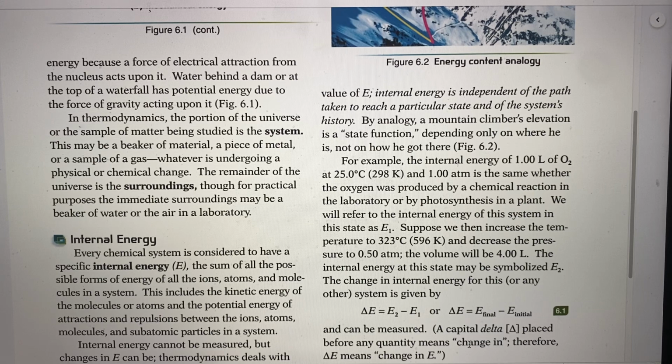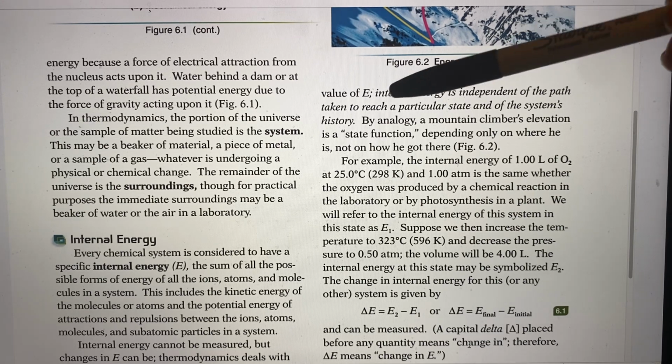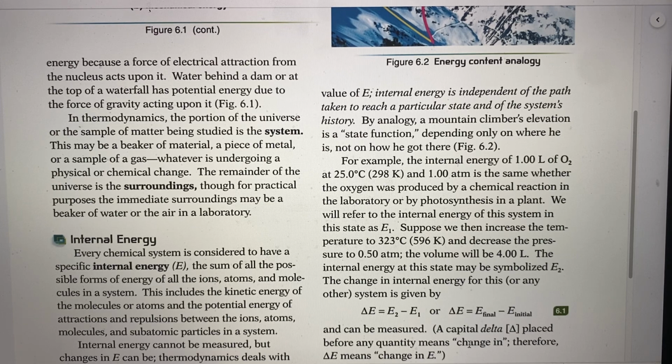Internal energy, of course, and this is important, is independent of the path taken to reach a particular state and of the system's history. By analogy, a mountain climber's elevation is a state function, depending only on where he is, not on how he got there. So, for example, the internal energy of 1 liter of oxygen at 25 degrees centigrade and 1 atmosphere pressure is the same whether the oxygen was produced by a chemical reaction in the laboratory or by photosynthesis. It doesn't matter how it got there.